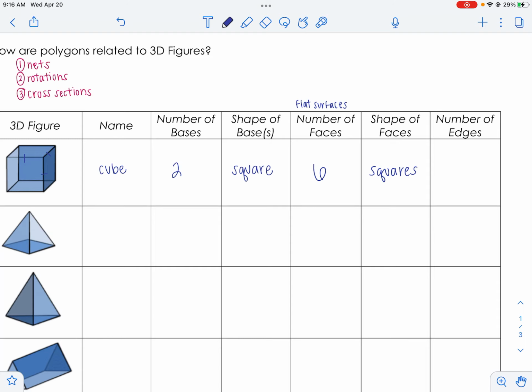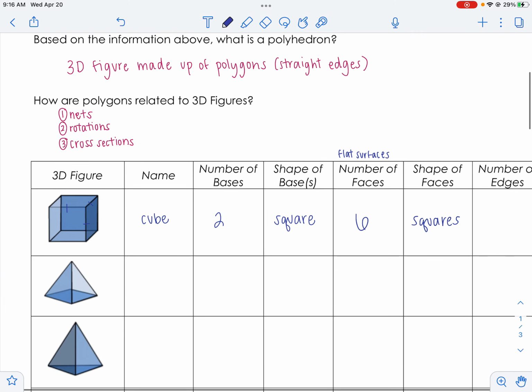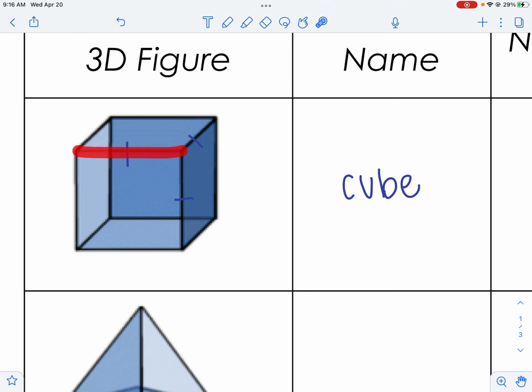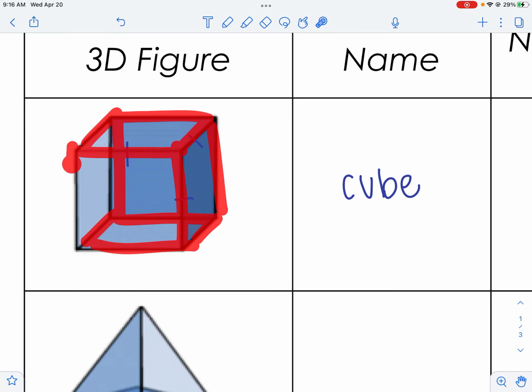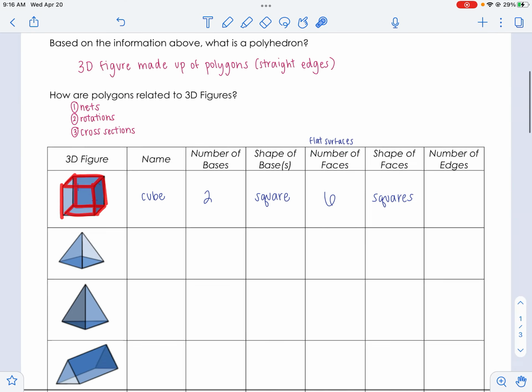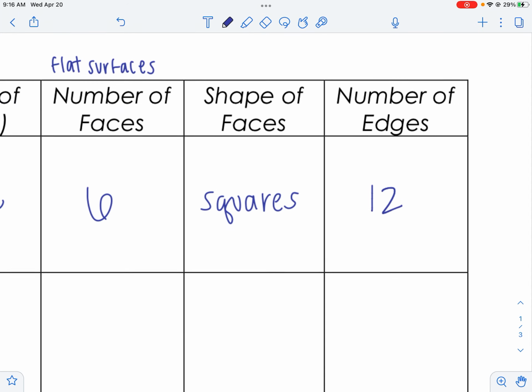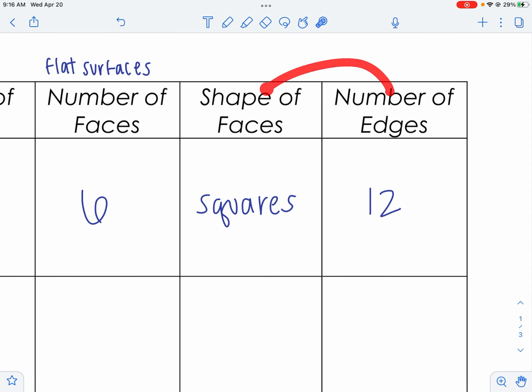Okay, so the edge is where the faces meet. So if I asked you to count how many edges this has where the faces meet, so that's an edge right there. I'm going to give you a minute to count and see how many you get. I kind of like to draw over them. I think it makes it easier. Well, there's 12 edges. So the edges are where the faces meet.